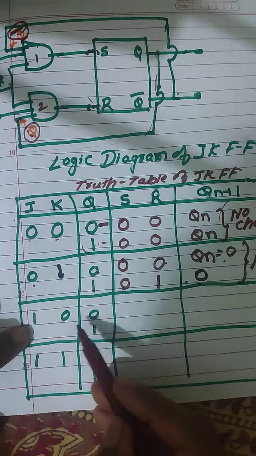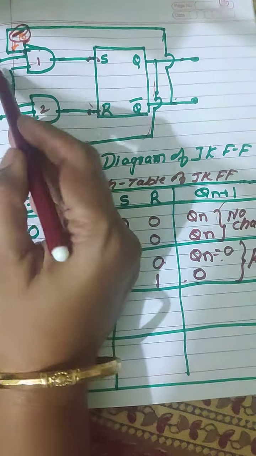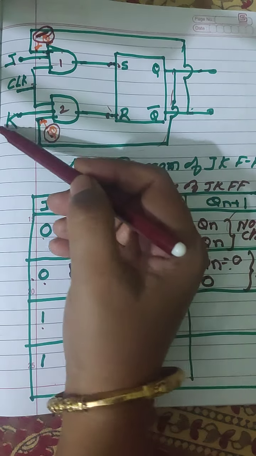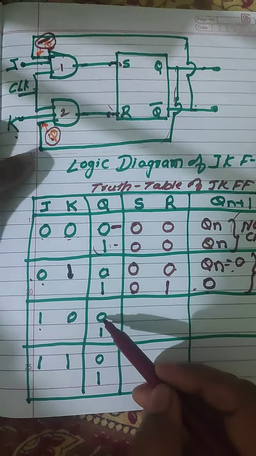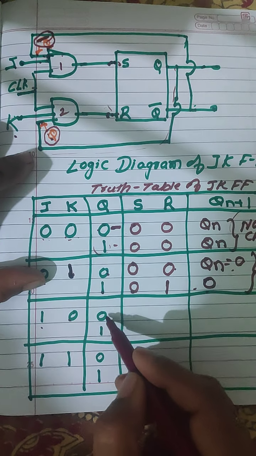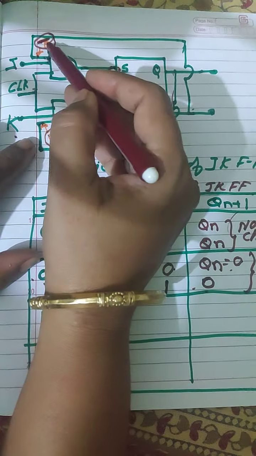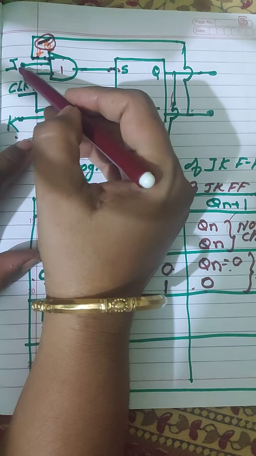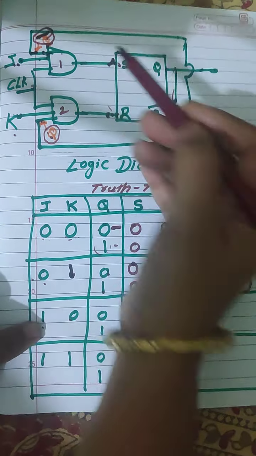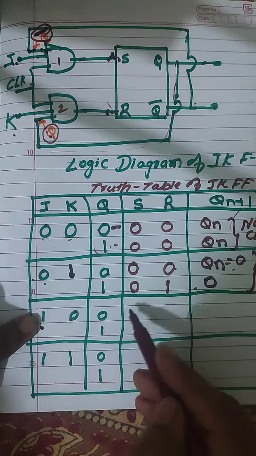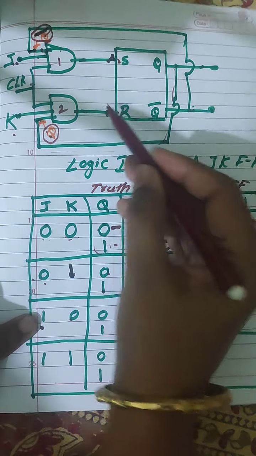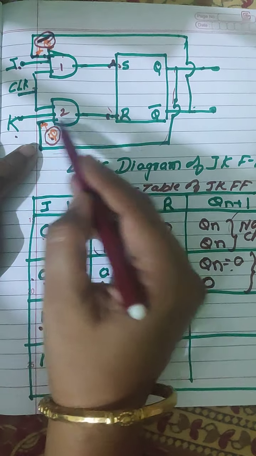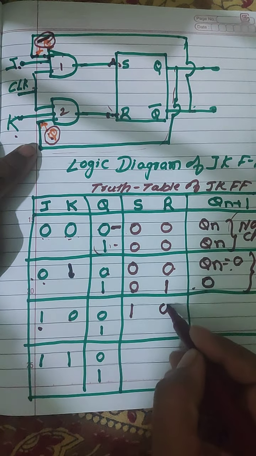We shall analyze when 1, 0 is fed: J is 1, K is 0. At that time, we shall assume first Q is going to take the value of 0. When Q is 0, Q bar is going to be 1. If it is 1, whatever J is there, it comes at S. J is 1, so it comes at S. And what is the value of R? Q is 0, so don't worry about K. The output at R will be 0.